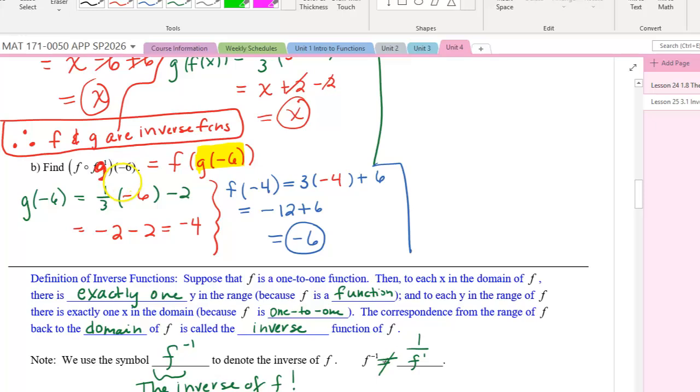So see how I started with g, which does something to x and spits out -4, but then f is going to take whatever you got and undo it and take you back to -6. That really shows you what inverse functions do.